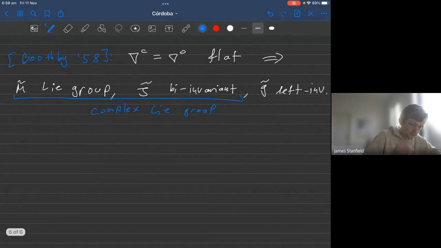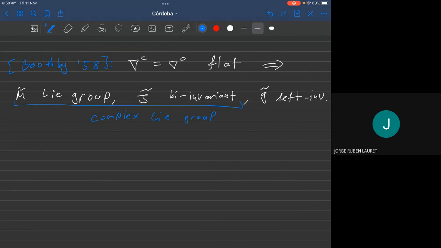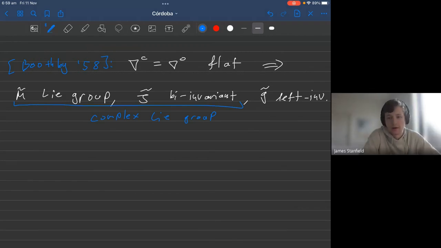And then the question for James: yes, so G tilde is any left invariant metric? Any left invariant metric, yes. So maybe I should put an if and only if. Thanks. Yes, any left invariant metric gives you a flat Hermitian connection.